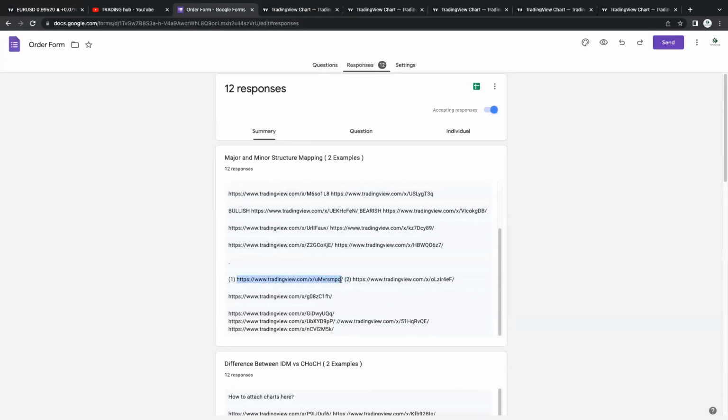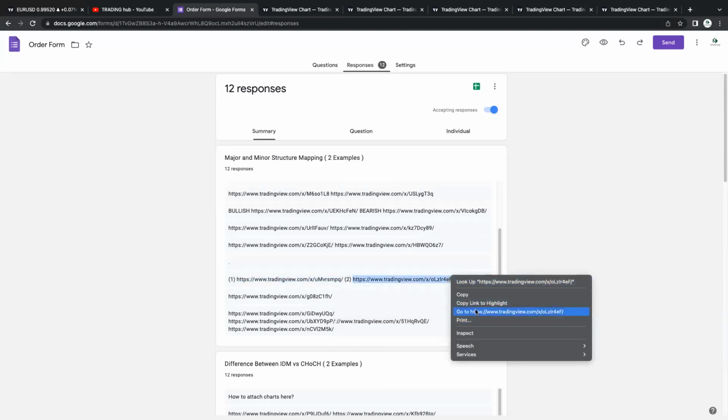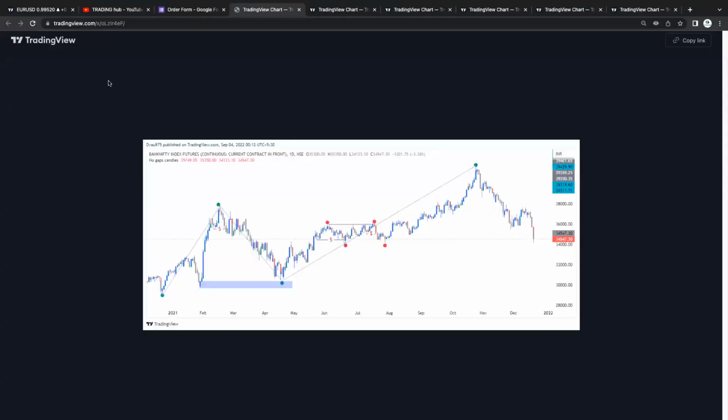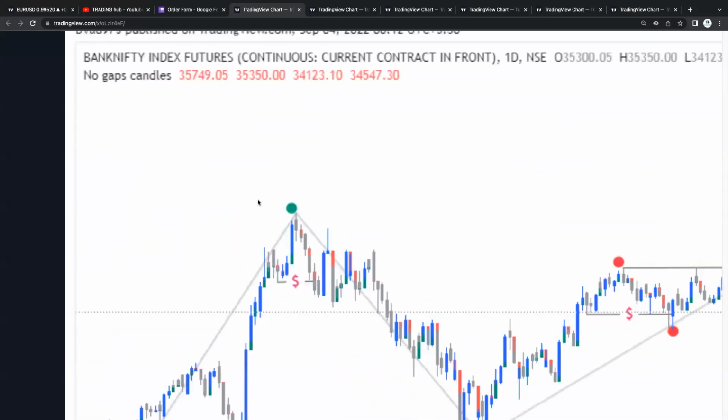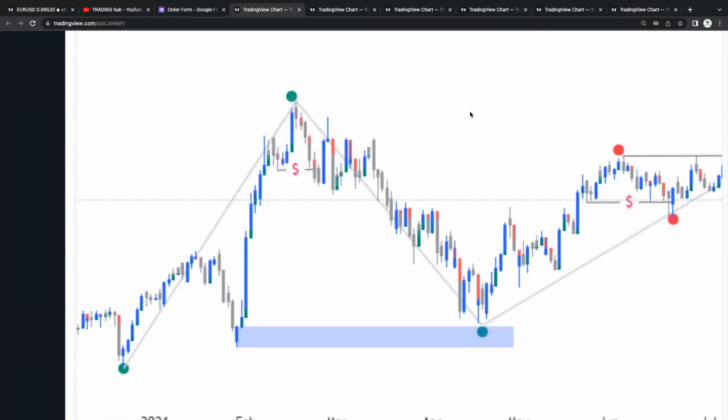Let's check a couple of questions here. Bank Nifty future. Okay. Taking out the inducement. Actually, at this point, it's not looking like a valid pullback here. So this is a single move.